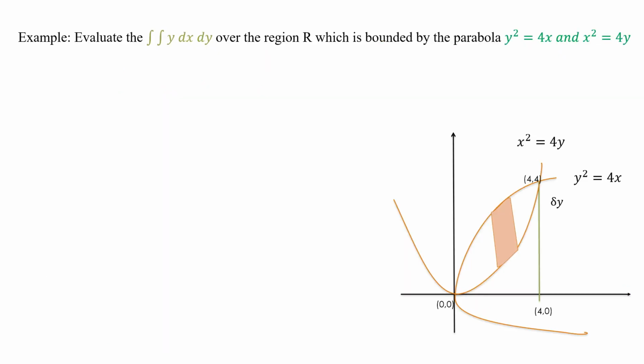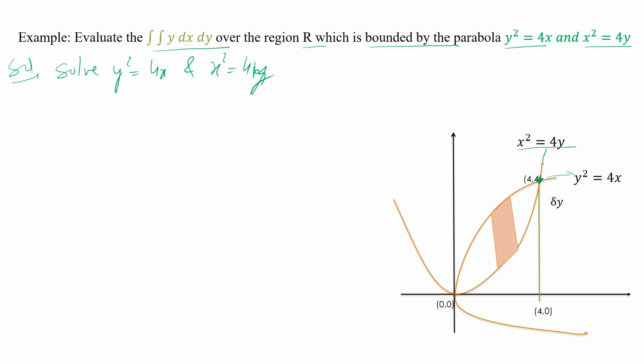So one more example, we have to evaluate the double integration of y dx dy over the region bounded by two parabolas, y square equal to 4x and x square equal to 4y. So first we plot these parabolas. This is the intersecting point, and easily you can get the intersecting point by solving these equations. So first we simultaneously solve the equations y square equal to 4x and x square equal to 4y.